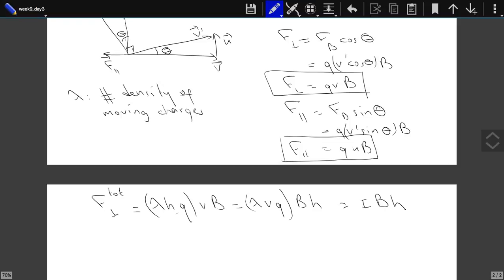Well, this is what we said the force was, and we just obtained the same force starting from the force acting on a point charge. Now let's look at the horizontal component. The horizontal component will be lambda times h. This is the total number of charges in my wire. Each one is feeling a force quB. So this will be equal to lambda q times u h B.